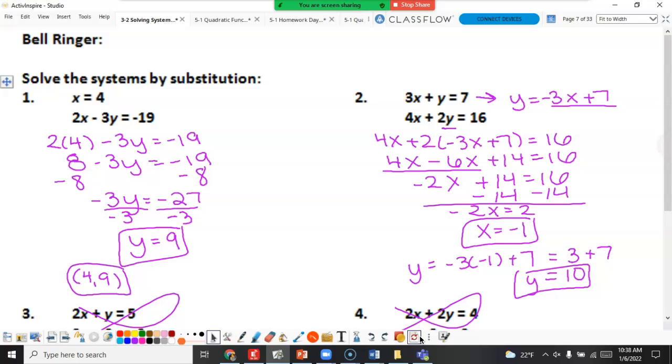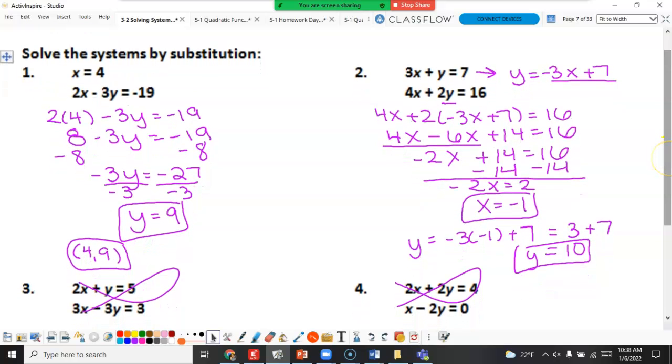Just watch our signs. When I walked around, I saw a lot of negative 9s. So just be really careful of your sign. It means you lost a negative somewhere. So if you had a negative 9, you lost your negative somewhere.